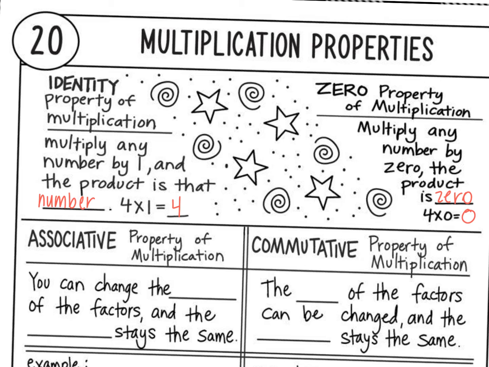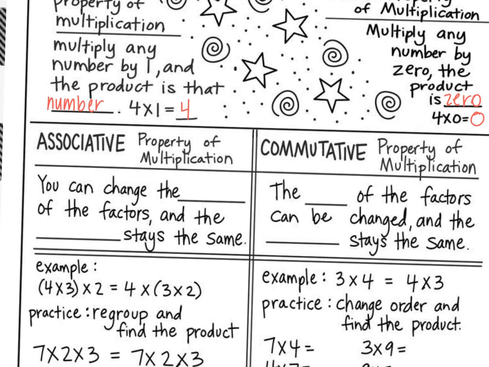Now, when we get down to associative and commutative, you guys have actually seen some of this in your morning work. Whenever we do the math review each day, you've seen some associative and some commutative. Associative property of multiplication means that you can change the grouping of the factors, and the product stays the same. So I can group my factors completely different, but my product is still going to end up the same.